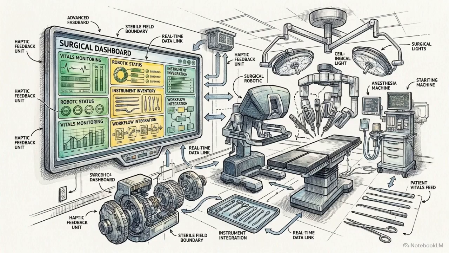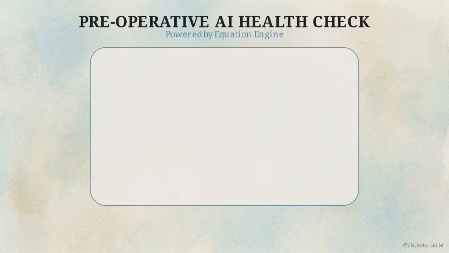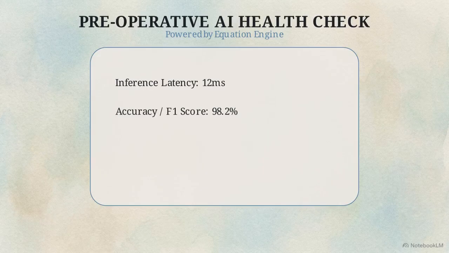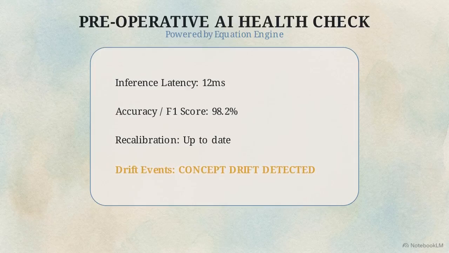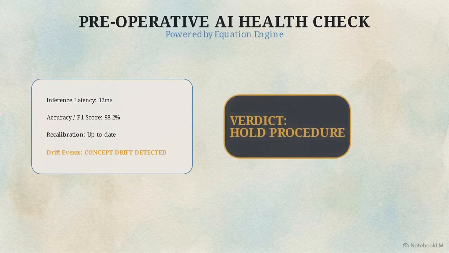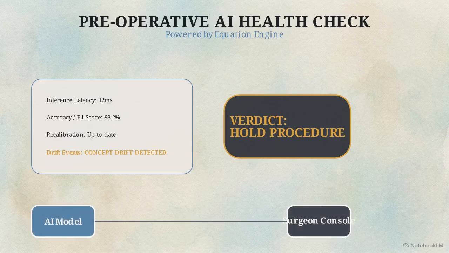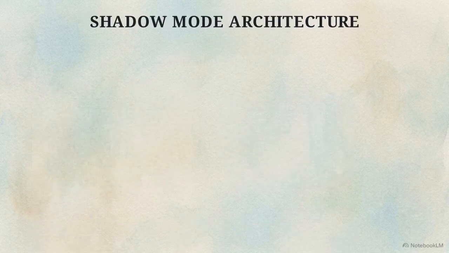But raw mathematical alerts are clinically useless if they exist in a vacuum. They must be structurally integrated into the operating room's standard workflow. This diagram maps the preoperative sequence. The surgical checklist now includes an automated health check on the AI itself, pulling recent drift events to determine the system's status. Before the procedure begins, surgeons receive a definitive verdict. If the algorithms detect severe concept drift, the system hits a hard hold, preventing the use of unvalidated guidance.